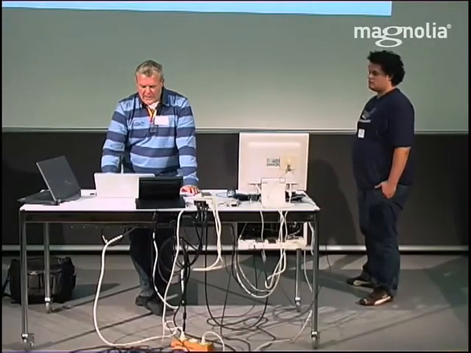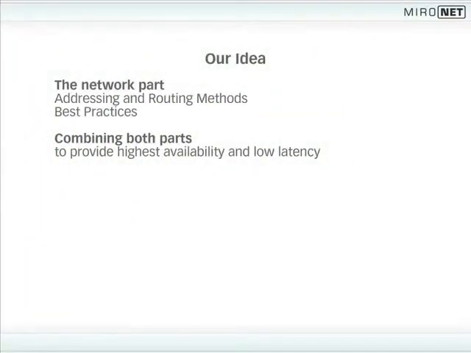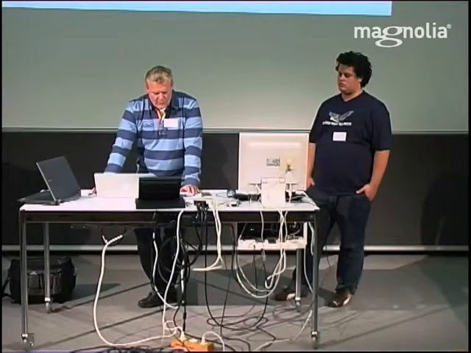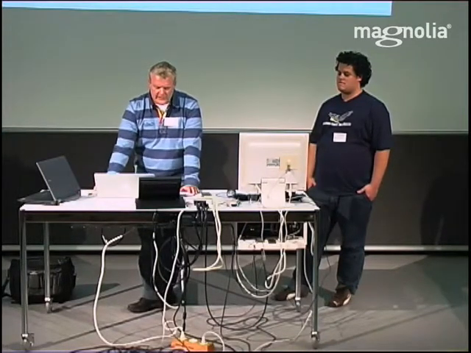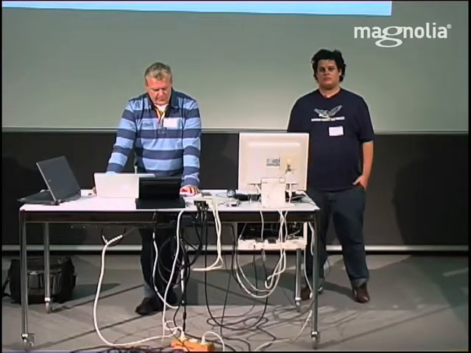So what about the network part? The network part is about integrating best practice addressing and routing methods. It will give us interesting results, as I said before, from Magnolia websites. What we want to get out of this combination of both parts is, on the one hand, high availability, and on the other hand, low latency for websites hosted this way.